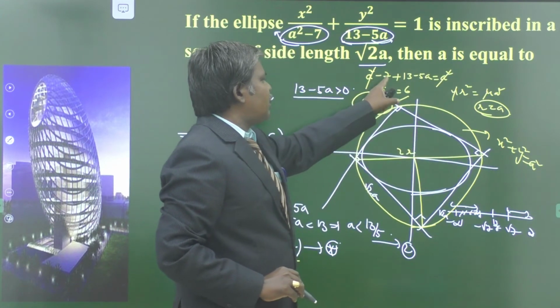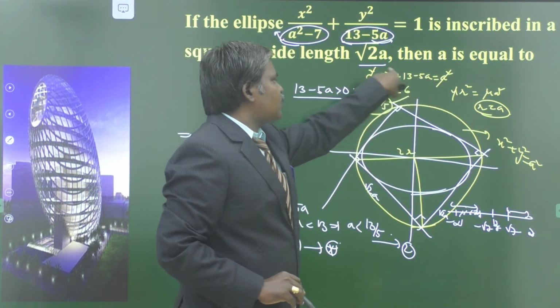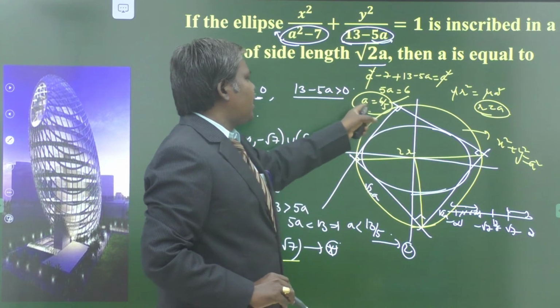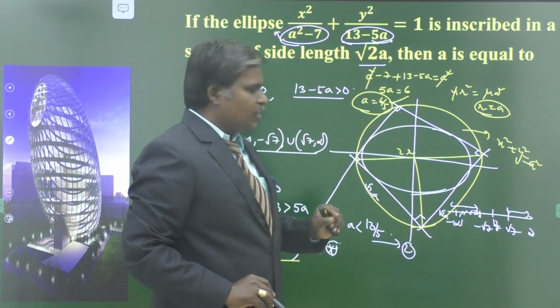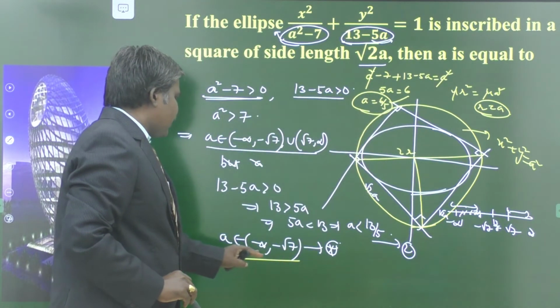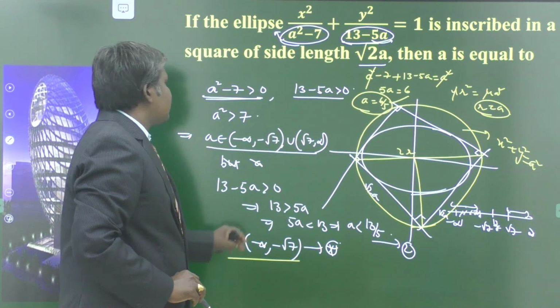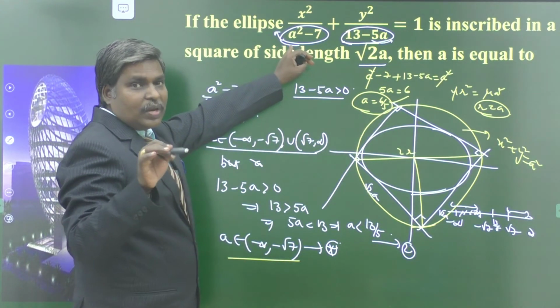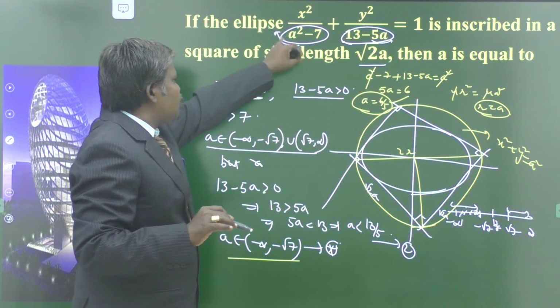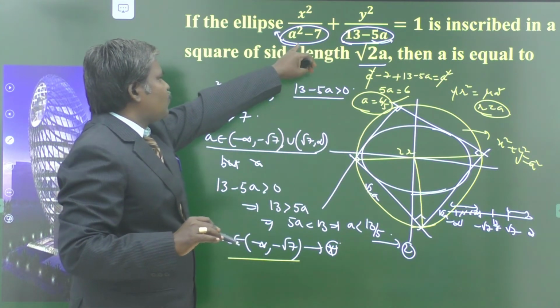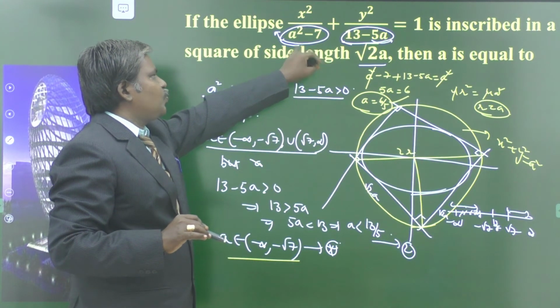So we have a square minus 7 plus 13 minus 5a is a square. Both a square gets cancelled. You have a is 6 by 5, that is positive here. But your range of a lies between minus infinity to minus root 7. Here the a belongs to the condition that satisfies a square minus 7 and 13 minus 5a both as positive.